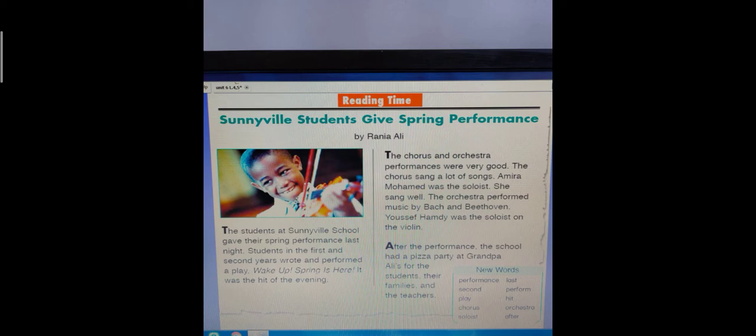Okay, the chorus and orchestra performances were very good, and the chorus sang a lot of songs. Amira Muhammad was the soloist. She sang well. The orchestra performed music by Bach and Beethoven. Yusuf Hamdi was the soloist on the violin. After the performance, the school had a pizza party at Grandpa Ali's for the students, their families, and the teachers.